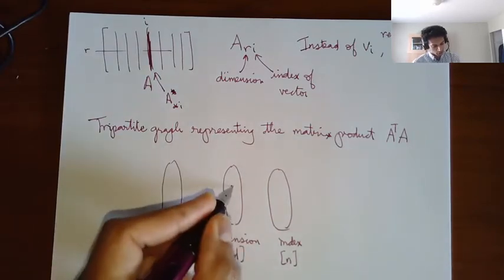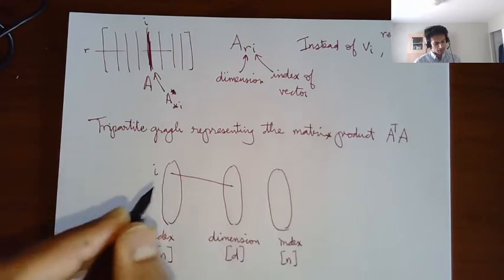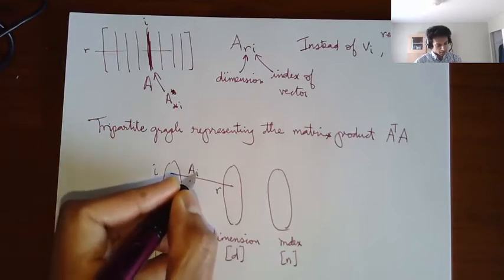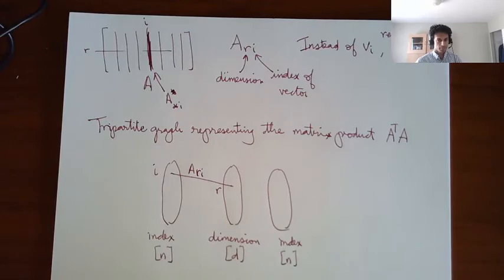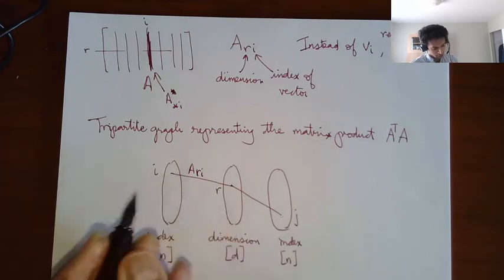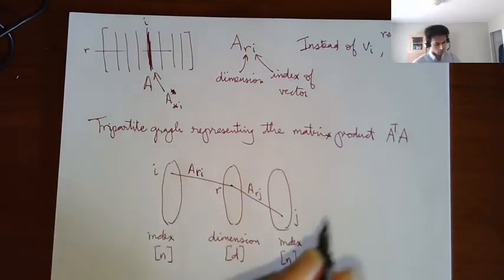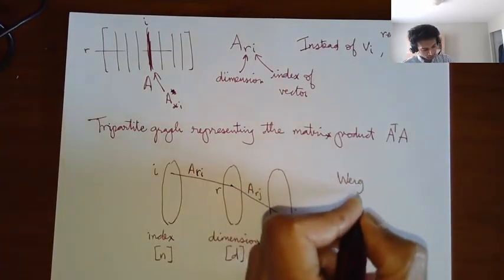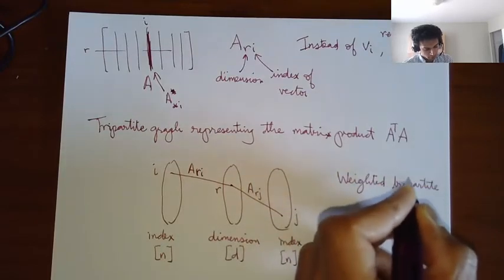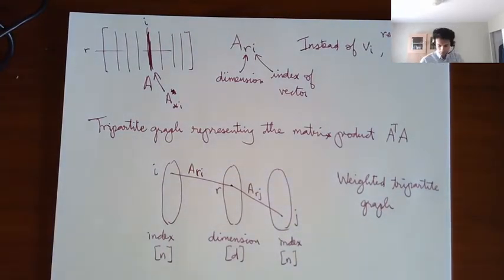Now I'm going to create a graph here. For any index i and a dimension r, I put the weight of this edge as A_ri. Similarly, for any index j over here and a dimension r, the weight is A_rj. So this is a weighted tripartite graph. Does this make sense?